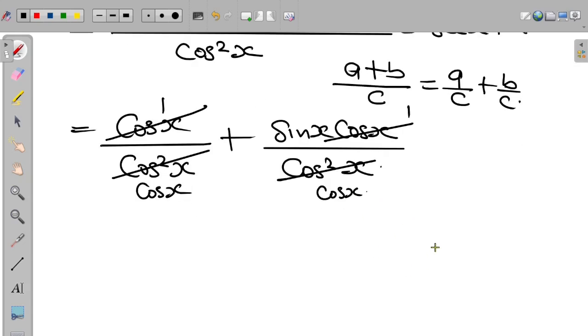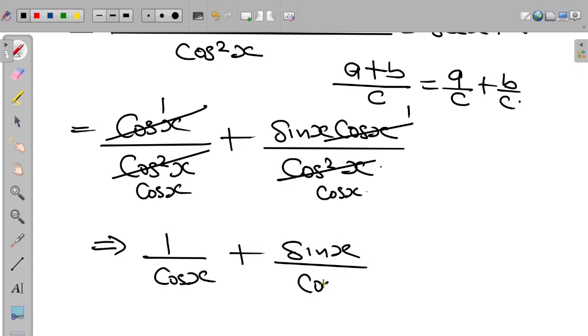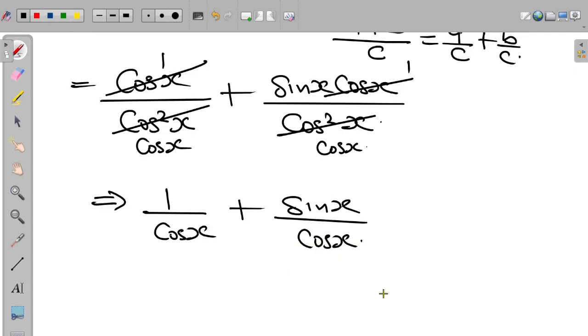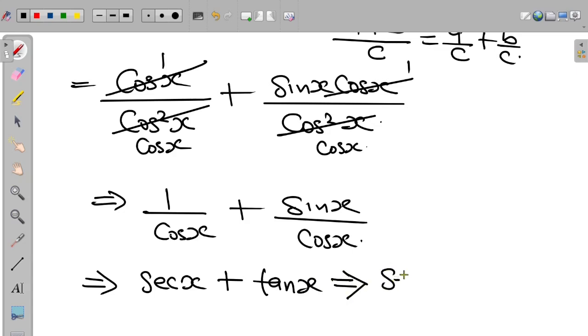So therefore, the expression will now reduce to 1 divided by cos x plus sin x divided by cos x. So at this point, from trig ratio, the reciprocal of cos x is given as sec x, plus sin x divided by cos x, which is tan x. And this is equal to the right-hand side, which is sec x plus tan x.